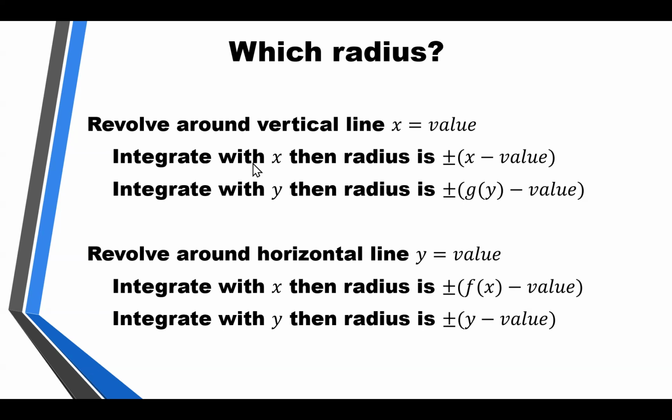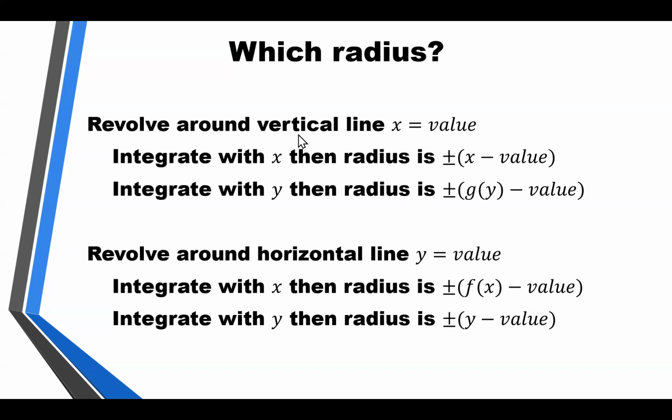If I'm integrating with respect to x, then the radius is going to be just an arbitrary x value minus this value of the vertical line. Now, it could be the value of the vertical line minus x. That's why I put a plus or minus in front of this, because sometimes the value is bigger than the x's we use. Sometimes the x's we use are bigger than the value. And so we've seen examples of both cases there. So that's where the plus minus comes from. So it's either x minus the value or the value minus the x, which is what you get when you apply a negative.